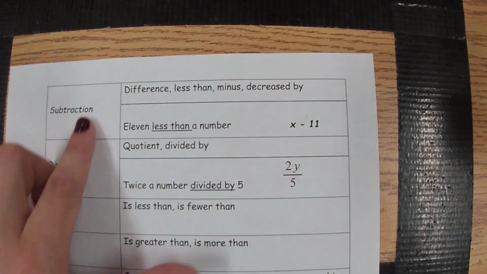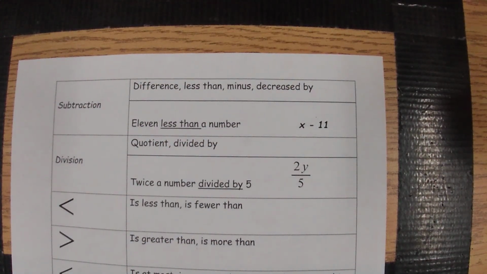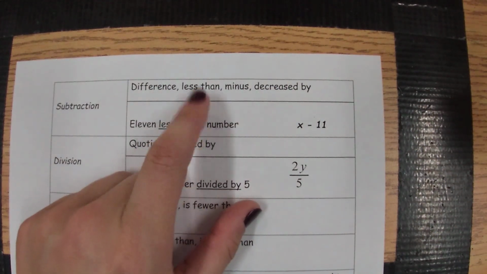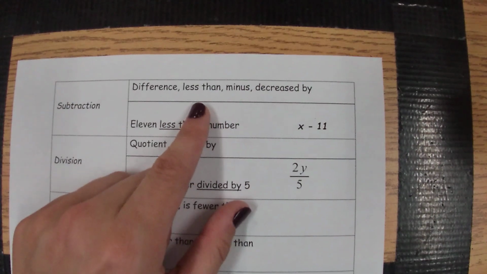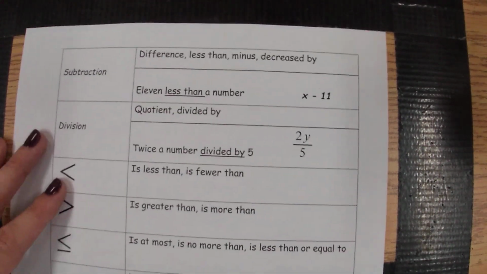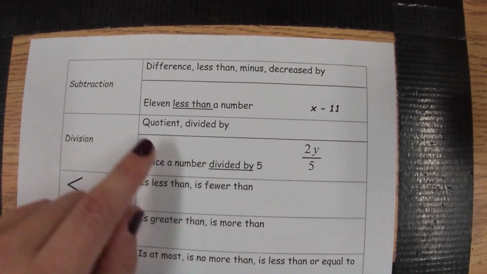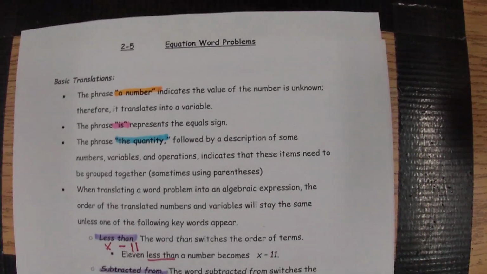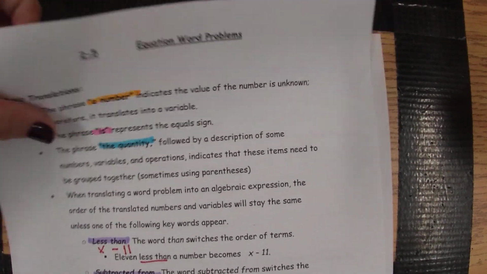So like I said, this doesn't list everything. It's just some of those key terms to get your brain going about them. So less than, smaller than, tinier than, more minuscule than, right? Any of those types of things. Division, we have quotient, we have divided by. So quotient is different than the quantity. My students tend to get those confused.